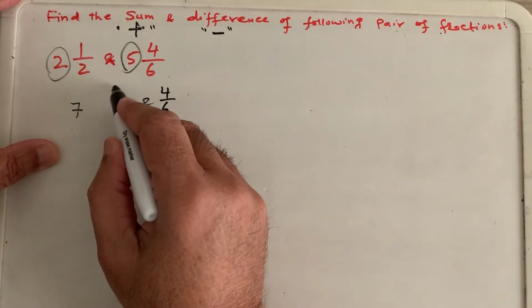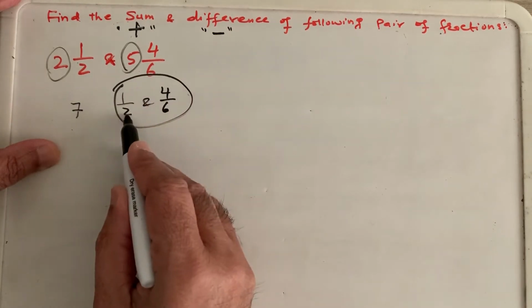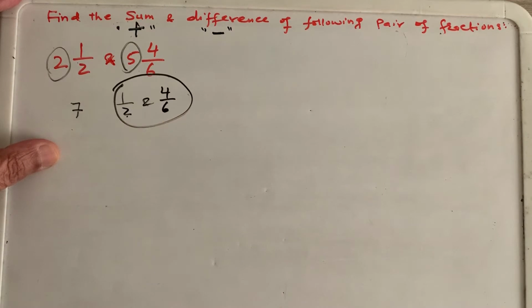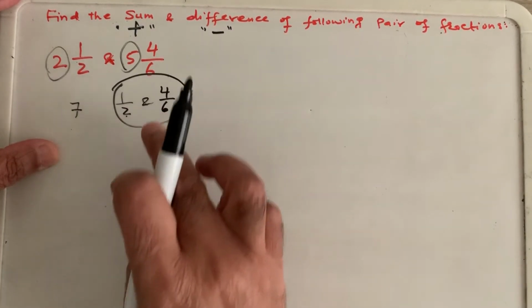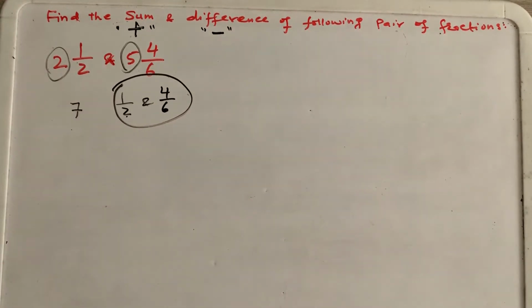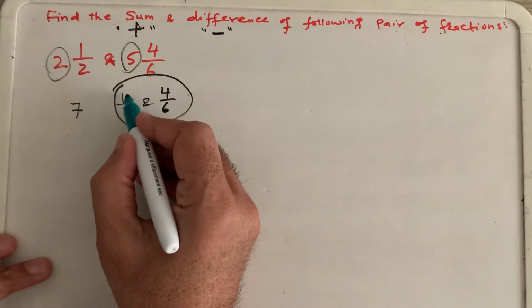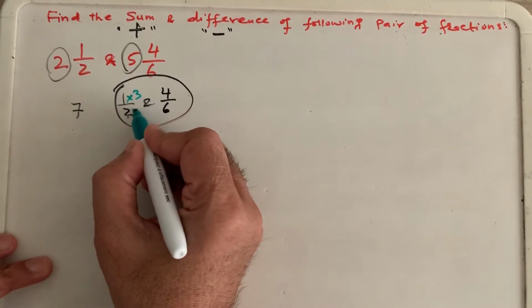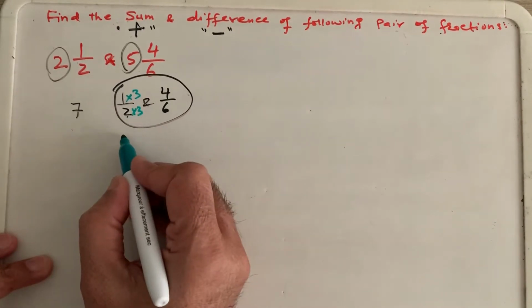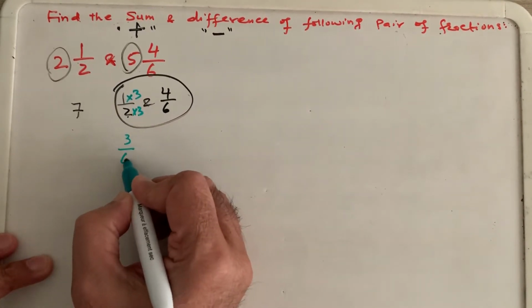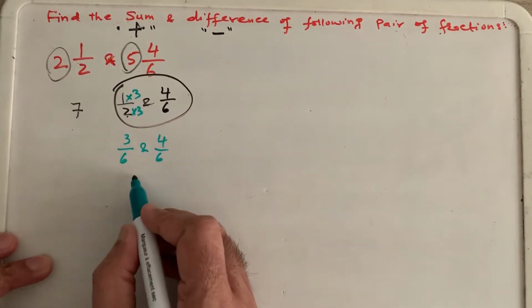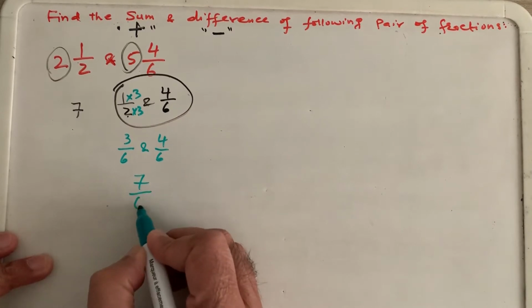And you cannot add these two unless their denominators are the same, right? You cannot add or subtract unless their denominators are the same. But you can make a common denominator, because if I multiply this 1/2, numerator and denominator, by 3, it will make 6. So my new fractions will be 3/6 and 4/6. Now I can add them together. 4 plus 3 is 7, 7/6, right?